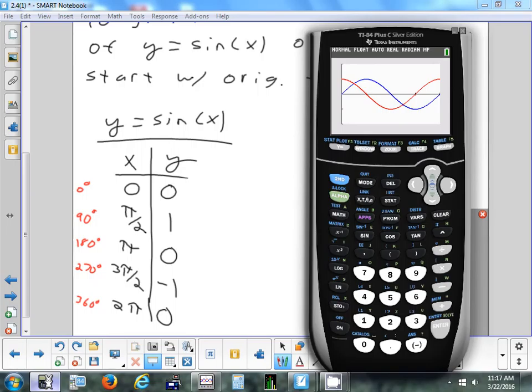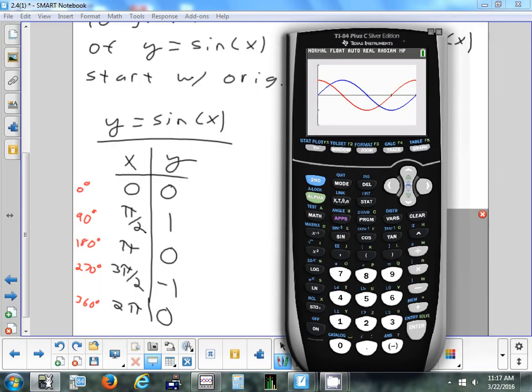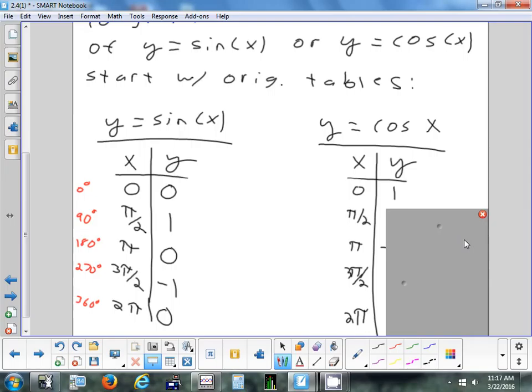Now for cosine, it starts at its highest value, 1. Then it comes down to 0, -1, 0, back to 1. Those are the values in the table. Starts at 1, comes down to 0, hits its lowest value, comes back up to 0, and then it always ends where it starts.